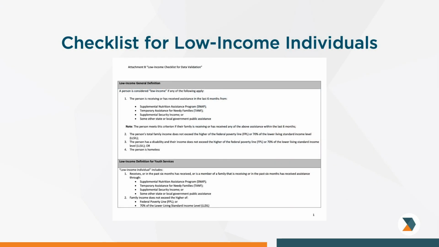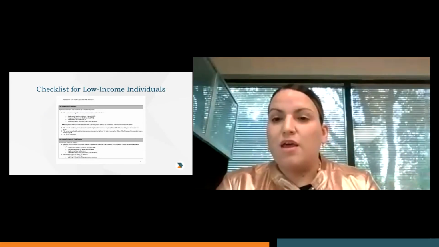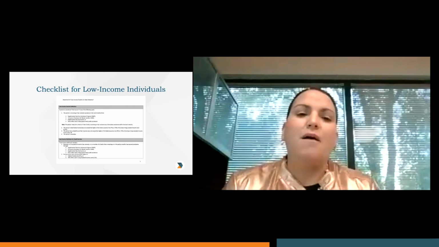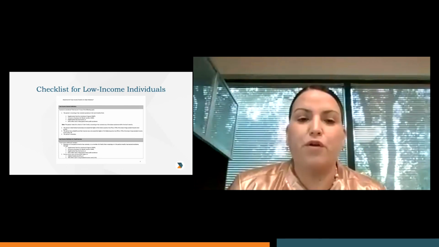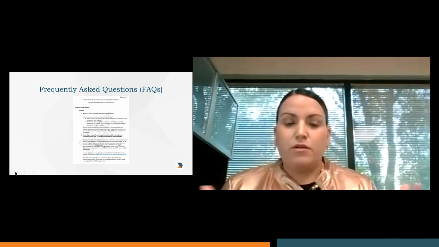On your left hand column, you have the actual data element, and then on your right hand column, you have the forms that you can use to validate that particular data element under low income. Remember, for low income, there's no self-attestation, right? So you have these two case management tools. The third tool that we have created for you is a frequently asked question tool.